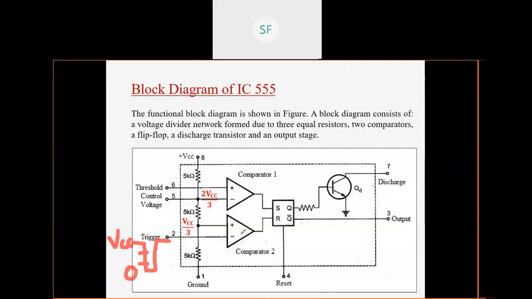what will happen to comparator 2? At that particular point, when your trigger is less than VCC by 3, the output of the comparator will be 1. Again I am repeating, when the trigger you are giving is a negative pulse, that is a pulse going from VCC to 0, then as you go from VCC to 0 this value will keep decreasing along this way, and a point will come when this value becomes less than VCC by 3 while going towards 0.